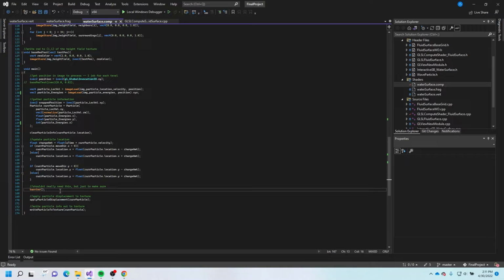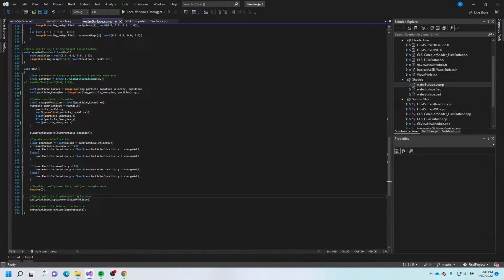This barrier says, hey, we have to wait for all of the computations to get up to this point before it can all continue. And that's when we apply the actual particle displacement, from how much energy the particle has and how far away all the vertices are from that particle. And then we finally write out the updated particle information to the particle textures.